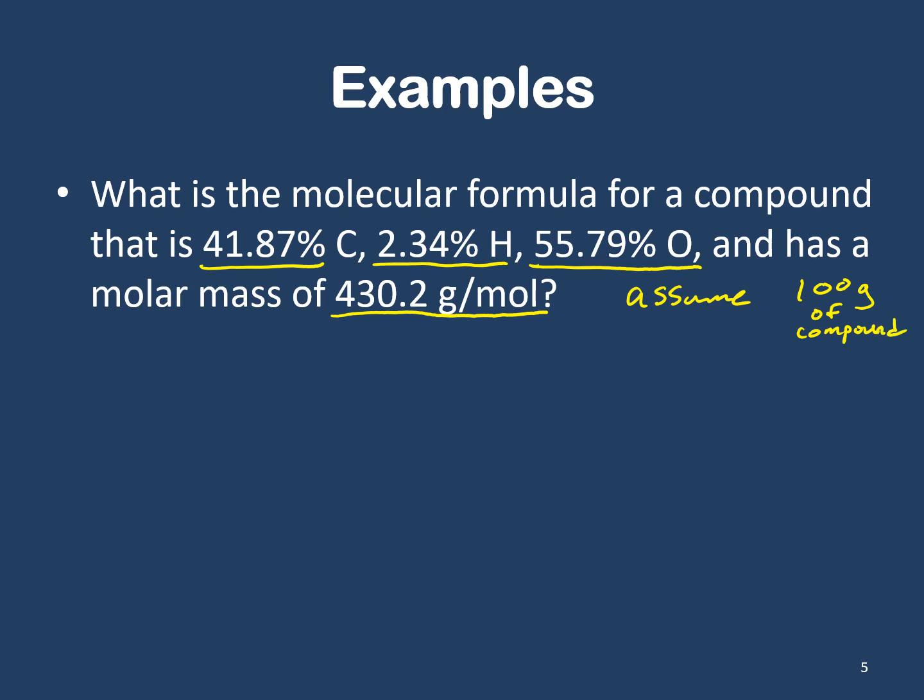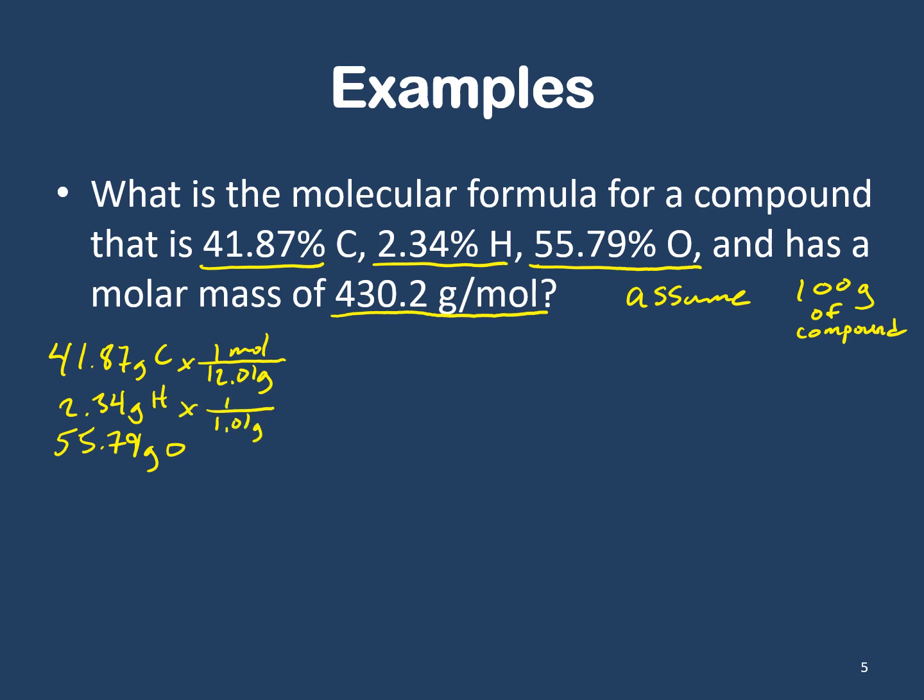This makes my life somewhat easier, as that tells me that I have 41.87 grams of carbon, 2.34 grams of hydrogen, and 55.79 grams of oxygen. I can then use the molar masses of each of these, 12.01 for carbon, 1.01 for hydrogen, and 16.00 for oxygen, to get moles of each of these values.